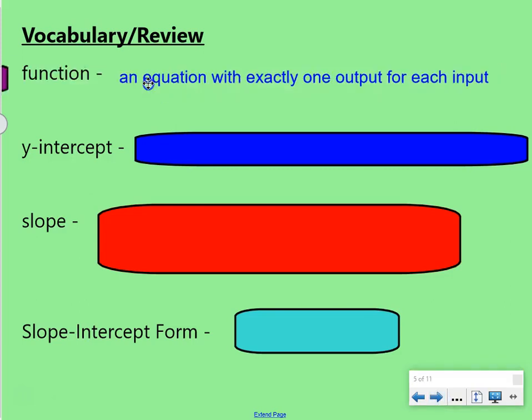Vocabulary. Function: an equation with exactly one output for each input. Remember, input is x, output is y. We can also write function in function notation, f of x, which is the same thing as y.